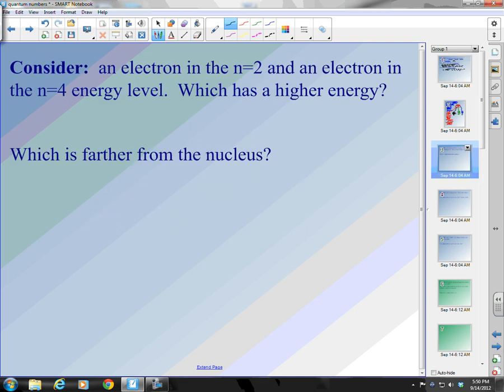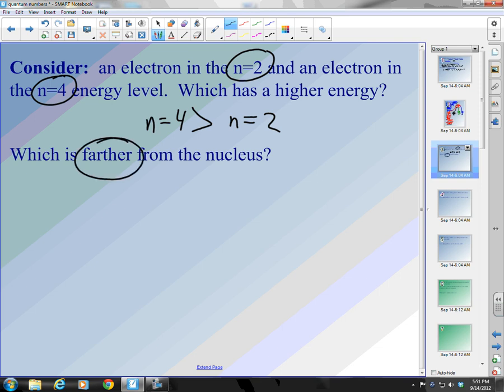Consider an electron in the n equals 2 energy level and an electron in the n equals 4 energy level. Which has a higher energy? Okay, we talked about that just a second ago, right? We said that the n represents the energy. So if I am at n equals 4, that means I have more energy than at n equals 2. So n equals 4 has more energy than n equals 2. And which is farther from the nucleus? We talked about that too, right? That means at a higher energy level, I am farther from the nucleus.